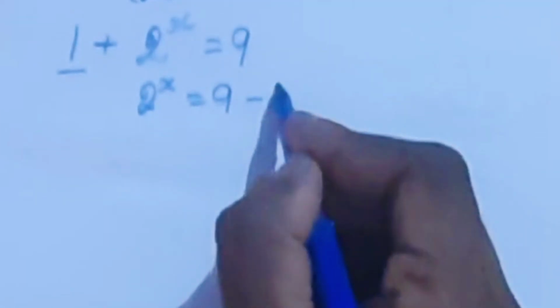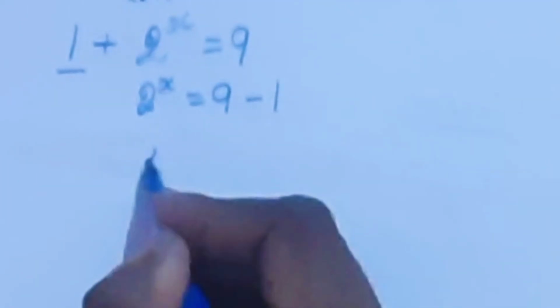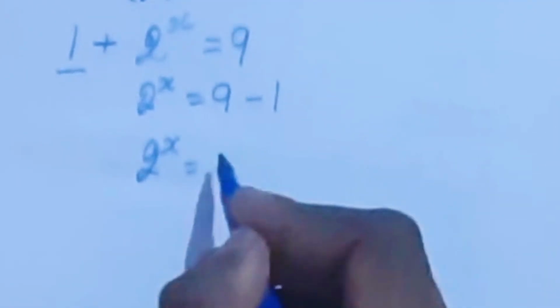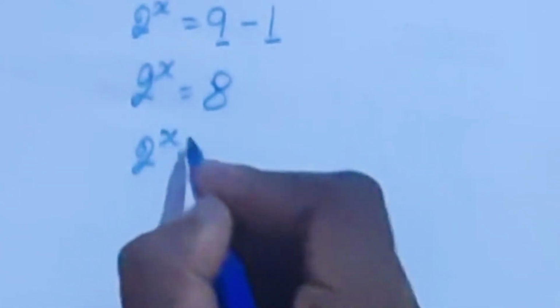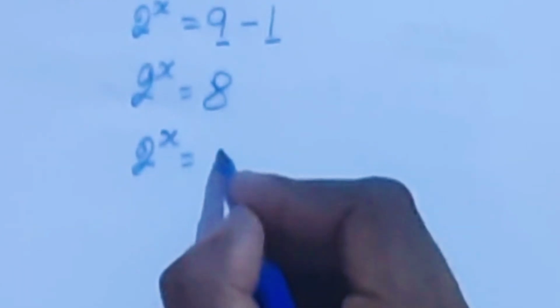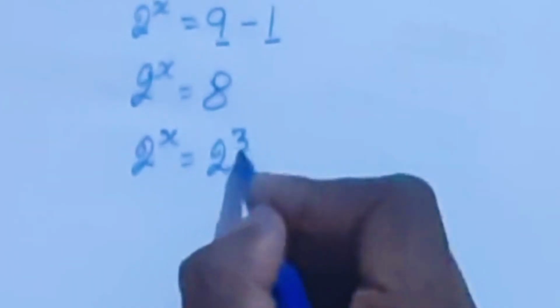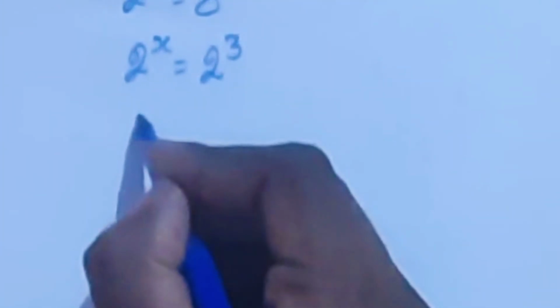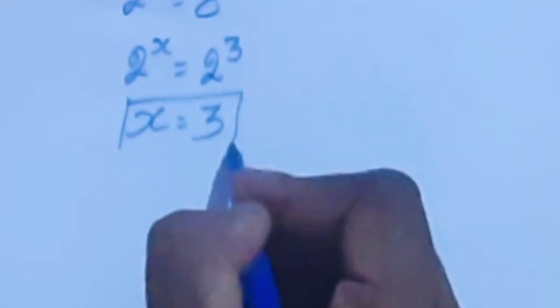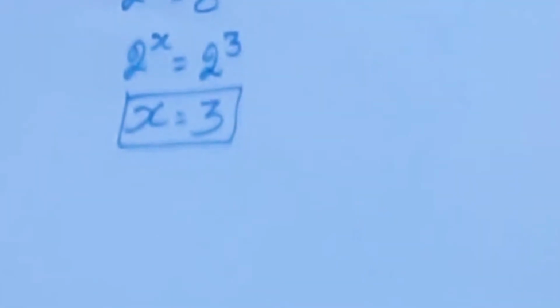Now moving this 1 to the right hand side, so we'll get negative 1. So 2 power x equal to 9 minus 1 is 8. Here this 2 power x equal to, this 8 can be written as 2 power 3. Here also the same thing we are going to apply. So x equal to 3. Same answer in the second method.